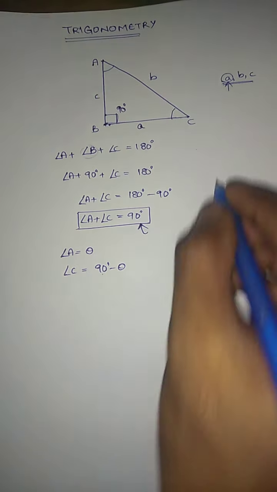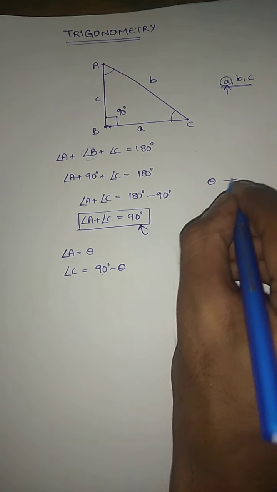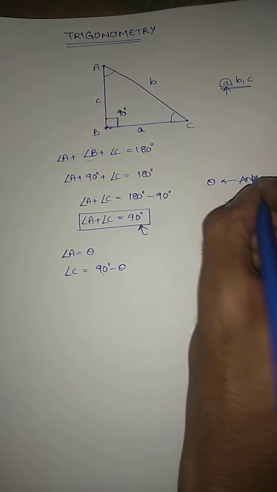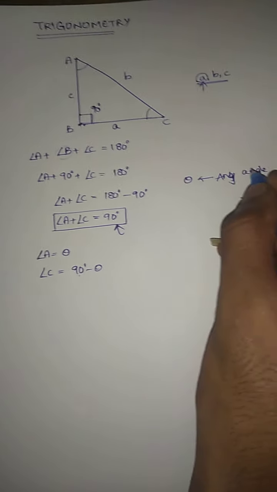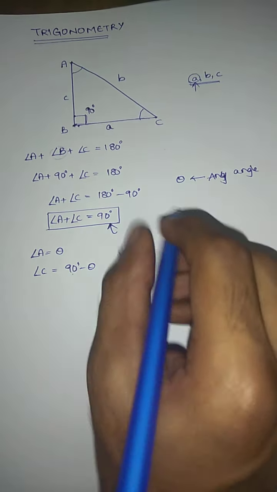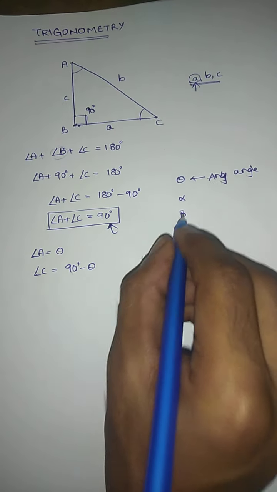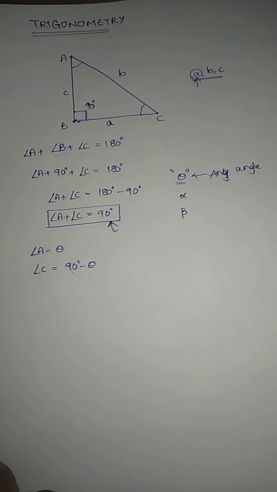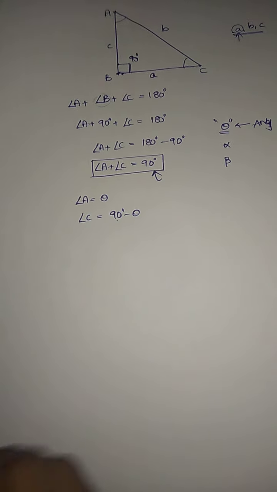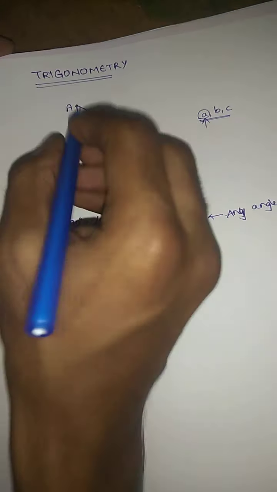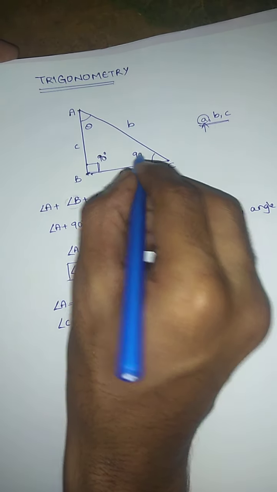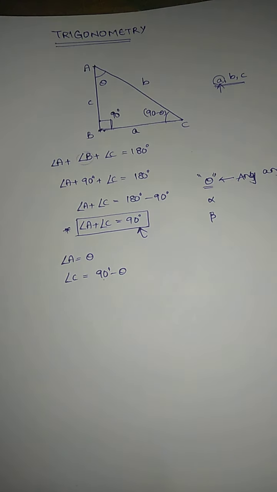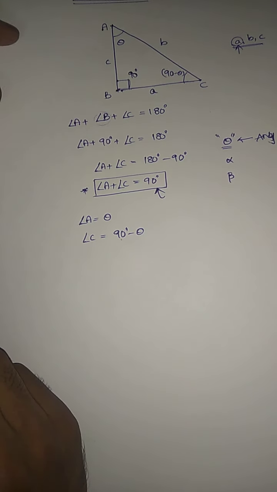Remember this theta. I usually represent any angle with theta, or you can use alpha or beta according to your convenience. Most of them will follow this theta. So if this angle A is theta, then angle C will be 90 minus theta. This is one of the important properties.